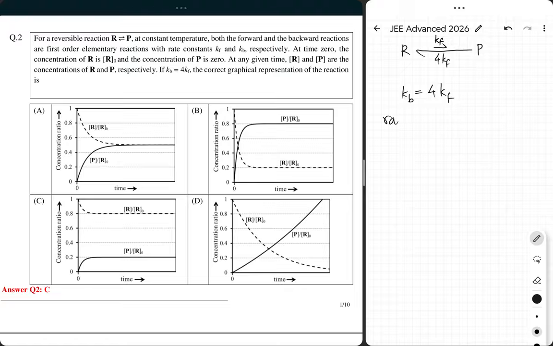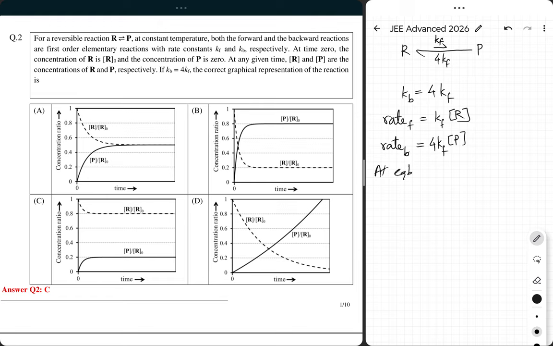let's write the rate equation for forward reaction, which will be Kf times the reactant R, and the backward reaction rate will be Kb times reactant P. Kb is 4 Kf. After sufficient time has passed, equilibrium is reached, where the rate of forward reaction and backward reaction are same.